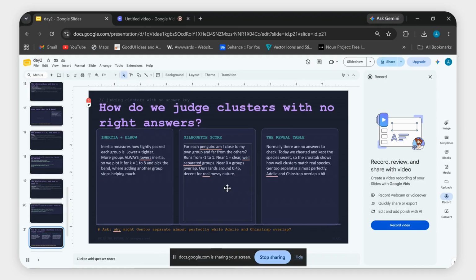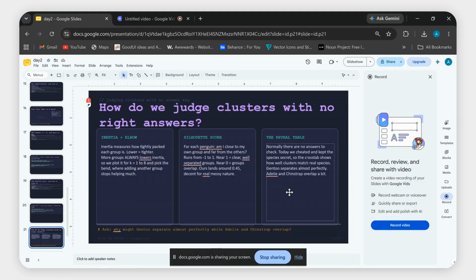So the score runs from -1 to 1, like I mentioned here. Near one means that the point is well represented, and close to zero means that there are blurry boundaries. Our penguin scores land around 0.45, which is good.